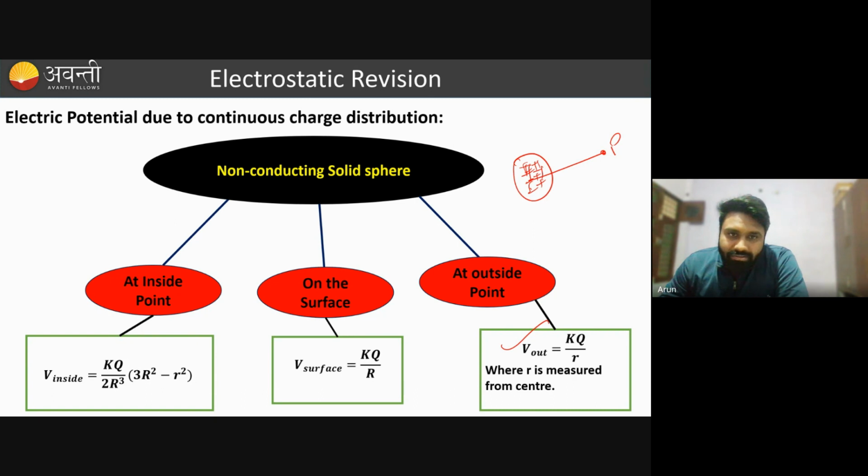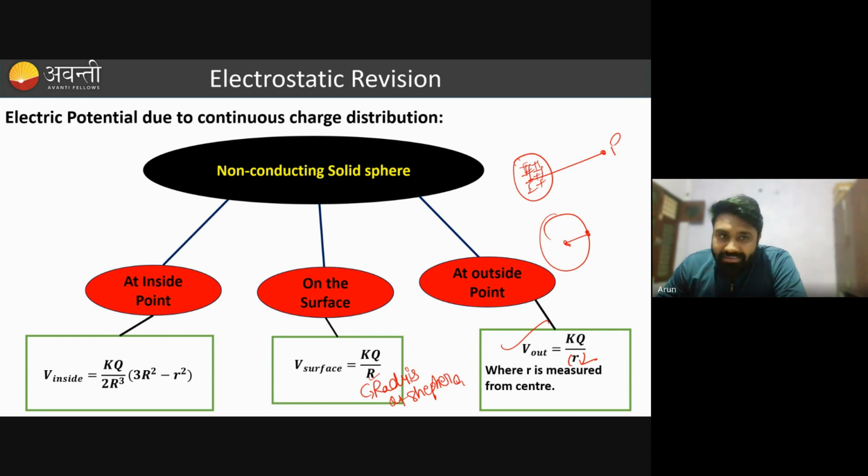Now, on the surface, V surface is equal to kq upon R. You have to focus. This is the small r, this is capital R, the radius of the sphere, because we have to measure the distances from the center of the sphere. So if the point is at the surface, the distance will be the radius.